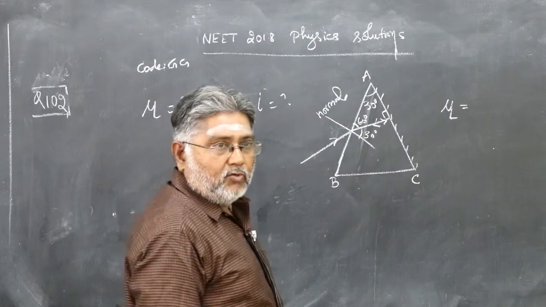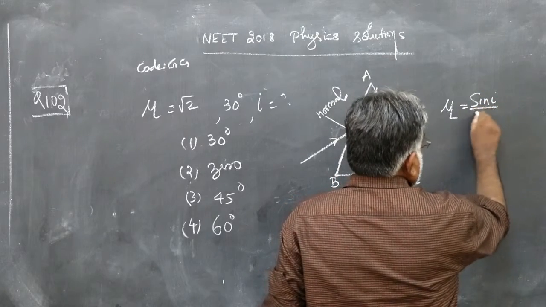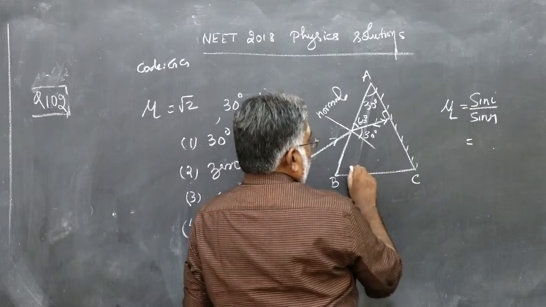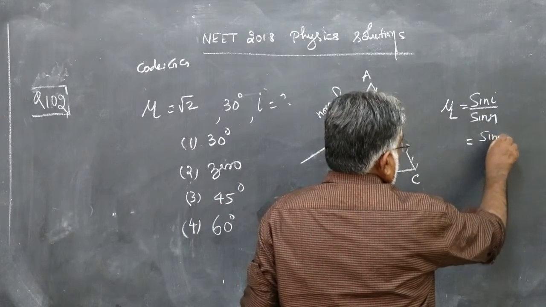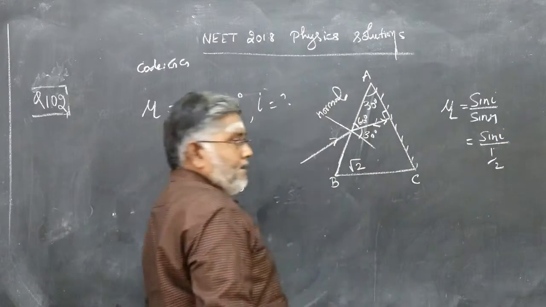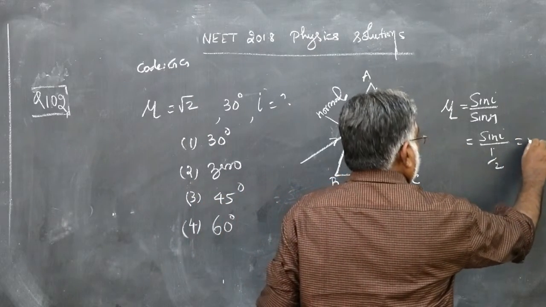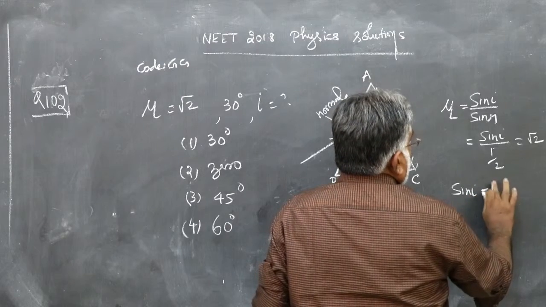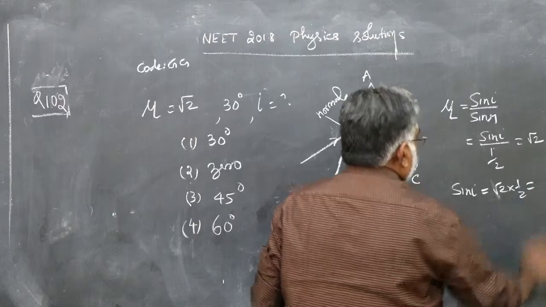And you know mu is equal to sin i by sin r. Mu is the refractive index of the second medium. Second medium is this prism. Mu is given as root 2. Sin i you don't know. Sin r is sin 30, so 1 by 2. Mu is root 2. So sin i is root 2 into half.